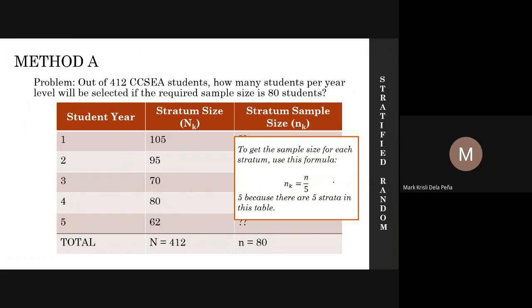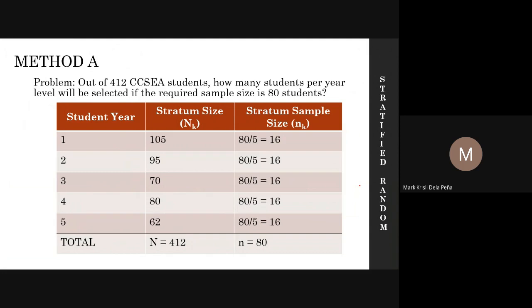Now, to get the sample size for each stratum, we use this formula: n, the sample size, divided by k, where k is the number of strata. Since we need 80 respondents, we divide it by the number of strata. Since we have 5 strata, that's 80 divided by 5. The result is equal to 16, which means that we will get 16 respondents from each stratum. And if you check, 16 plus 16 plus 16 plus 16 plus 16 is equal to 80. So we now have the number of students.